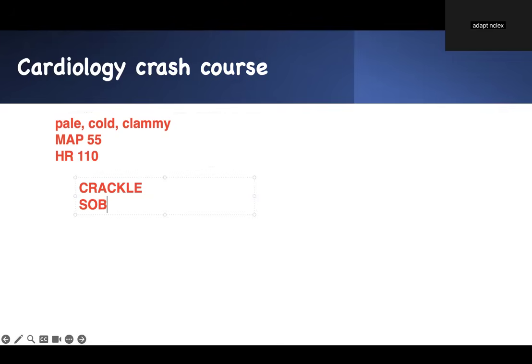These are signs and symptoms associated with what? This patient is in cardiogenic shock. This is classic cardiogenic shock: cold, clammy, hypotension, and signs of CHF. What would you do? What would be your priority?